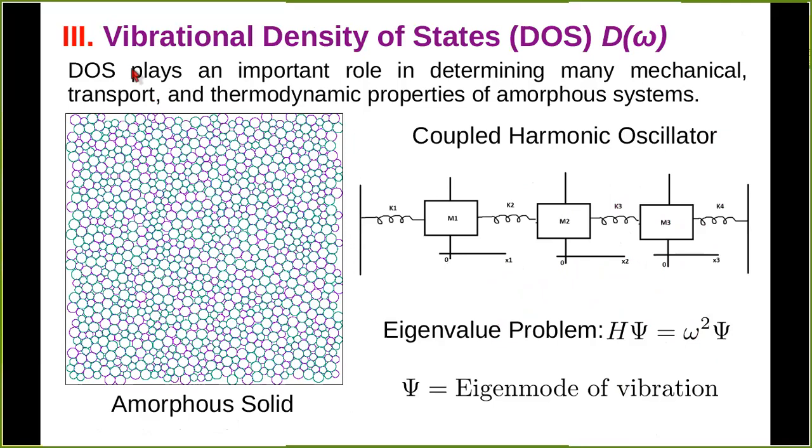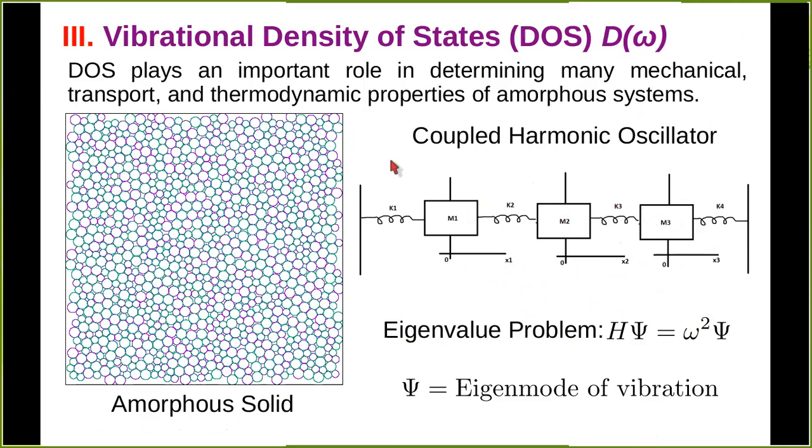Now let us move to the third part, vibrational density of state. Density of state plays an important role in determining many mechanical, thermal, and transport properties of amorphous systems. In a typical amorphous solid like this, a given particle interacts with many of its neighbors depending upon the range of interaction. Solving for characteristic frequencies omega for such a system is equivalent to solving a coupled harmonic oscillator problem where a given mass interacts with different masses connected by springs of different spring constant.